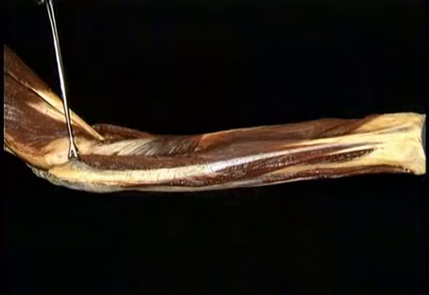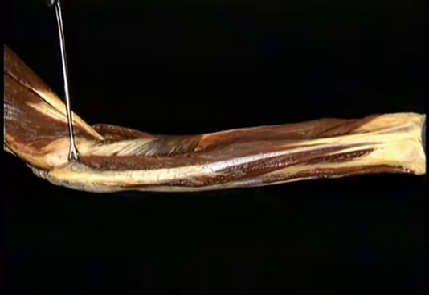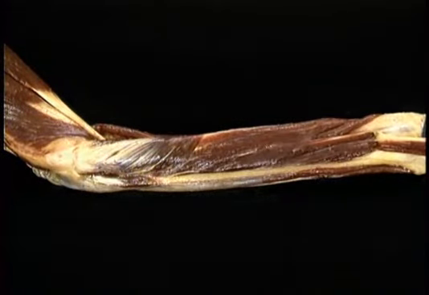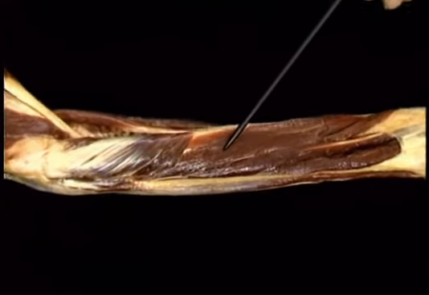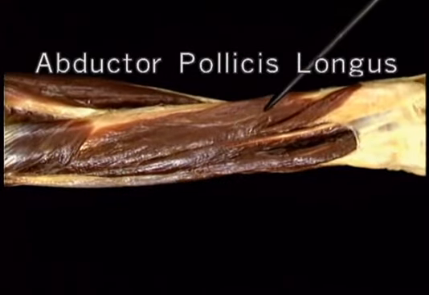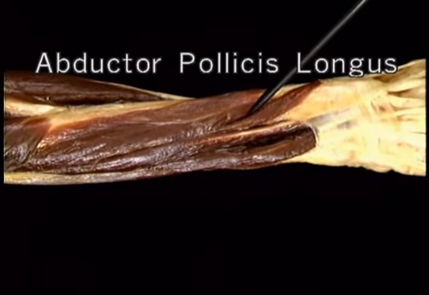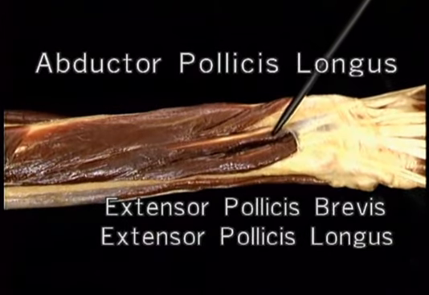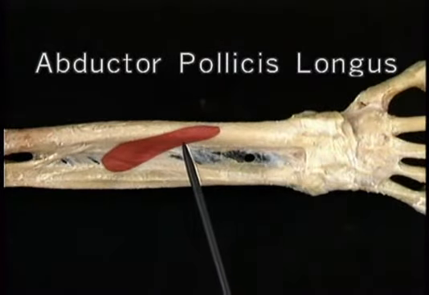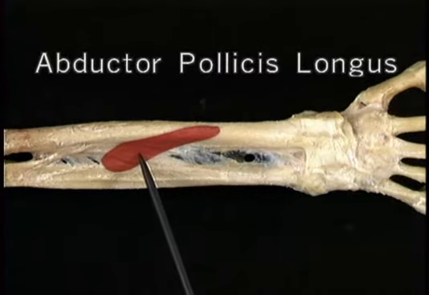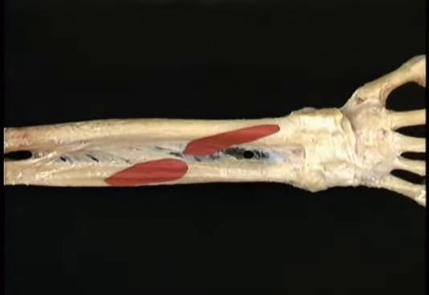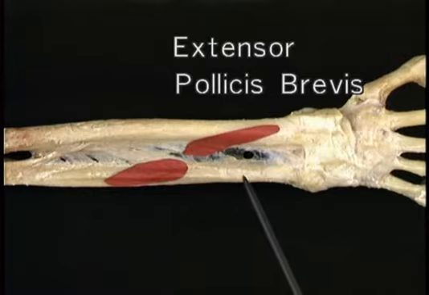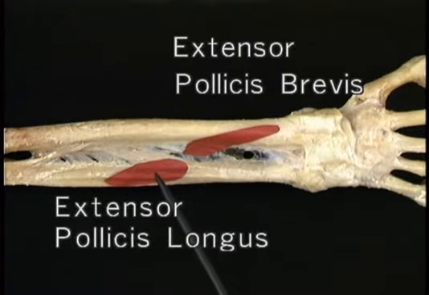The other three long thumb muscles lie on the extensor aspect of the forearm. They lie deep to extensor digitorum, which we'll remove. This is the long abductor, abductor pollicis longus, and these are the extensors, extensor pollicis brevis and longus. The abductor arises from the radius here and also from the interosseous membrane. The two extensors arise a little more distally, the short one here, the long one here.